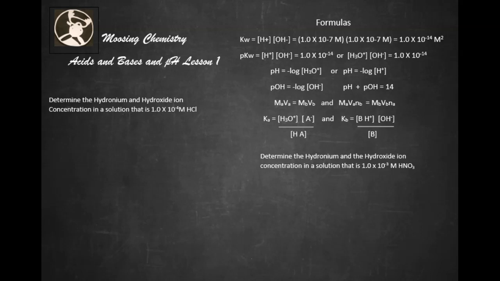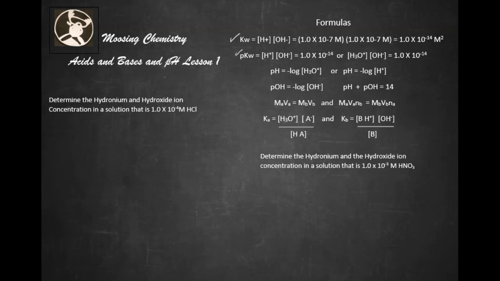Determine the hydronium and hydroxide ion concentration in a solution that is 1.0 times 10 to the negative 4 molarity HCl. Alright, so what we're going to do is use our Kw formula right here, which is the acid times the base, which will equal 1.0 times 10 to the negative 14, which is this guy right here, Kw.